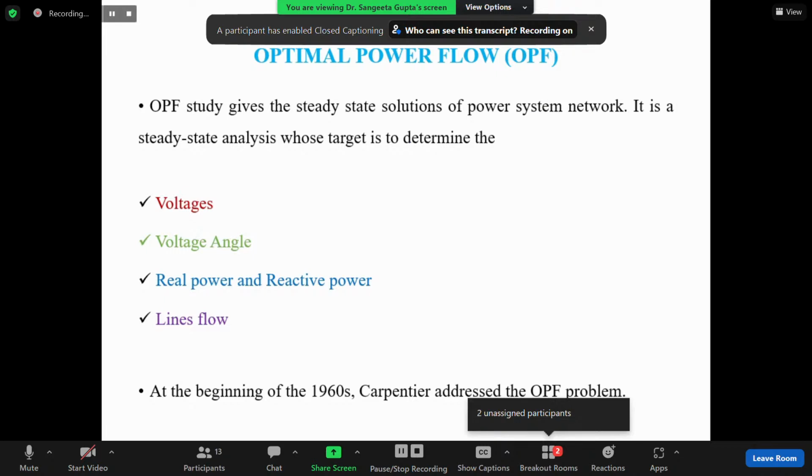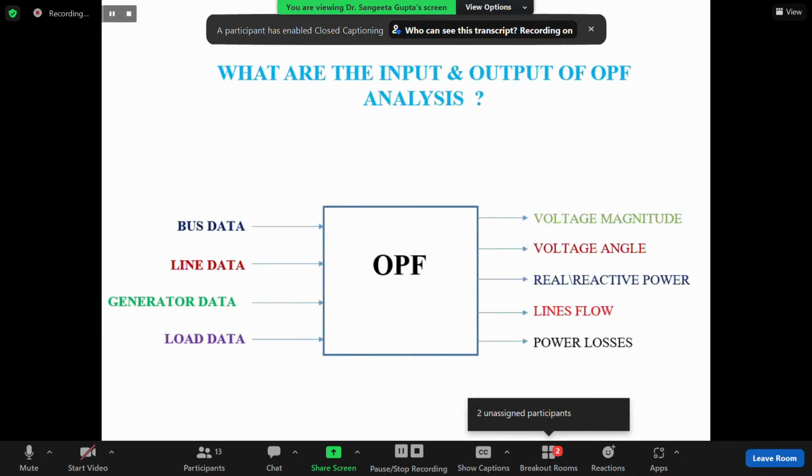It has been started since 1960 by Carpentier, and it was addressed more in 1979. So there are some input and output of optimal power flow analysis in which the bus data consists of system parameters, which active and reactive power. Line data consists of serial resistor, capacitor, and inductor. Generator means the maximum power generation, load data. These are the input data for OPF, and the output of this one will get voltage magnitude, voltage angle, reactive power, line flow, and power losses.